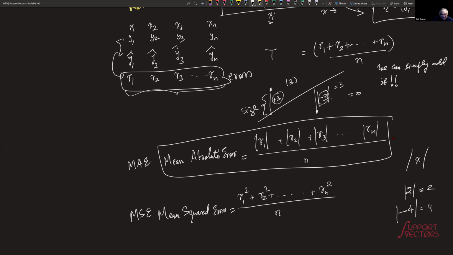Mean squared error. And in a more scientific common notation, people use this symbol for summation, summed over all values i to n, Ri square, times 1 over n, the total number of data points. So this is your MSE.